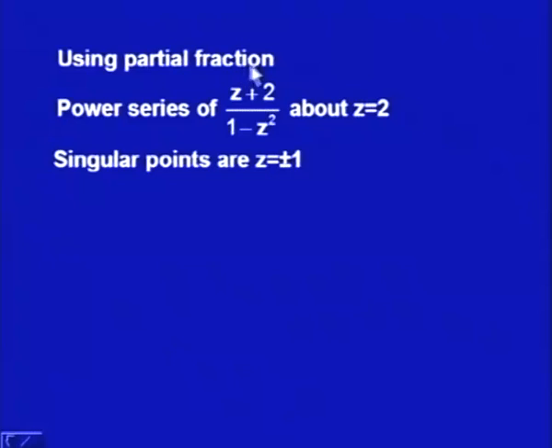Now, in this example we will be using partial fractions to obtain the power series of a given function. To illustrate this, I consider f(z) as (z plus 2) over (1 minus z squared), and it is to be expanded about z equal to 2. The singular points of this function are z equal to plus minus 1. So, about z equal to 2 we can expand this function because it is analytic at z equal to 2.